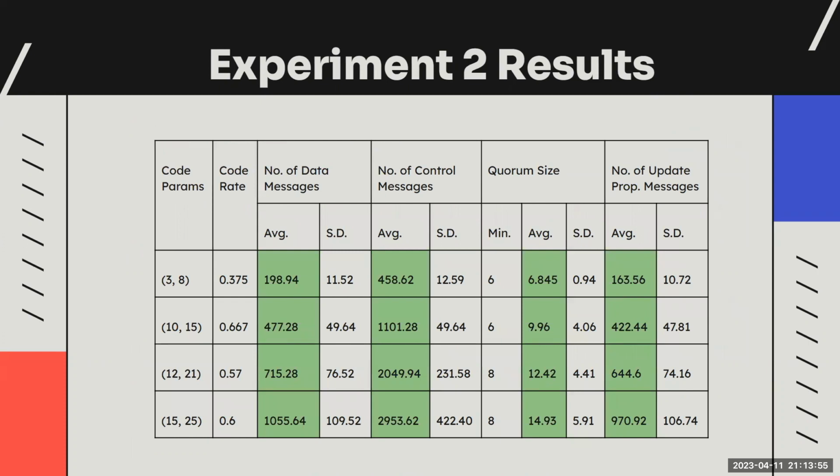Experiment 2 examines the impact of code parameters on the number of messages and quorum sizes. Here, we see that as the code parameters k and n become larger, the number of data messages, number of control messages, quorum size, and number of update propagation messages all increase. Also, the code rate doesn't seem to have any direct impact on the rest of the observed values.